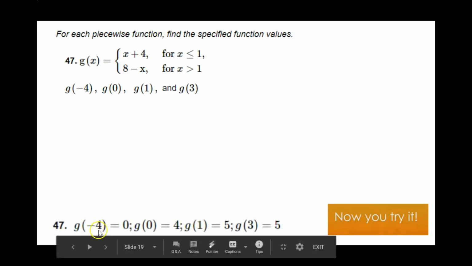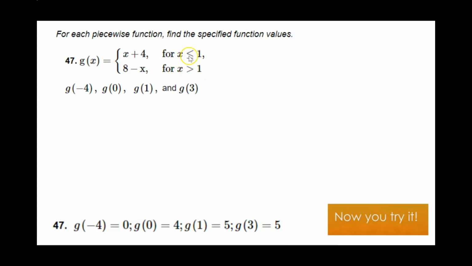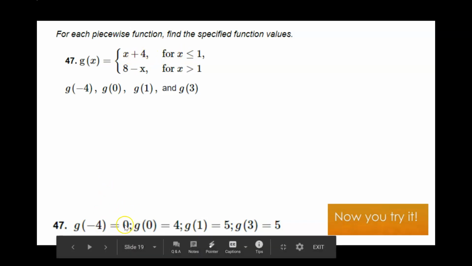For this one here, -4, the only way it will work is the top one. -4 is not greater than 1, so we only put it into line A, the first one. We put it in here, -4 plus 4 is 0, so the answer is 0. So you plug in 0 for this one to get 4. Once again, we have to plug it into this one because 0 is less than 1, so we put it in here, add 4, and so forth.